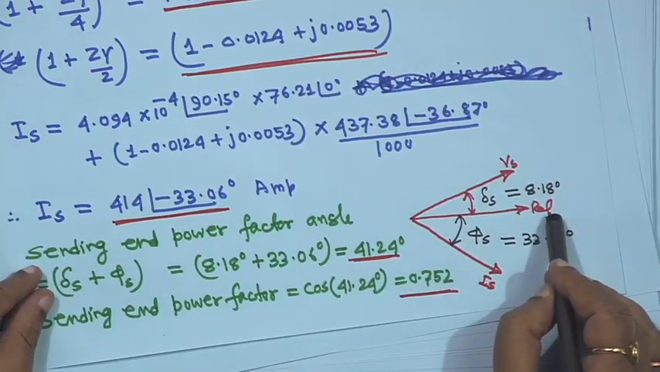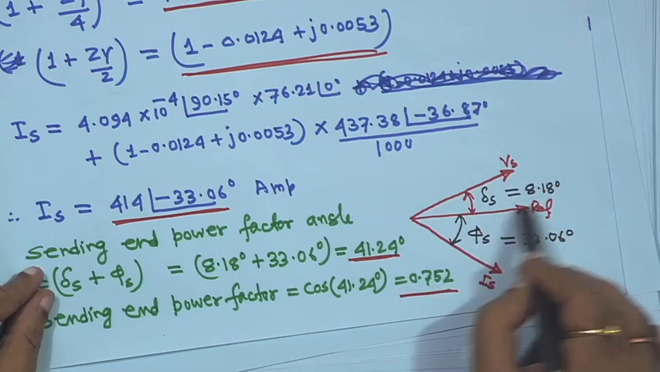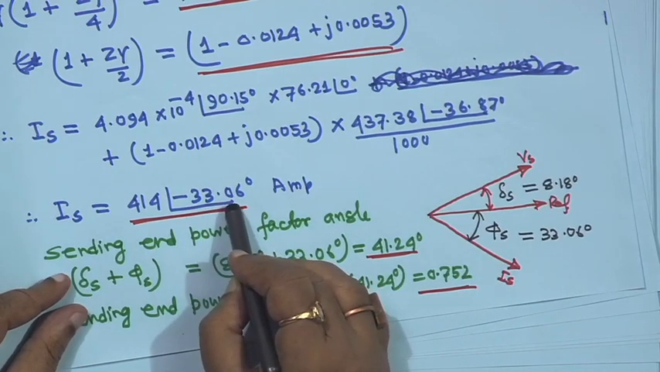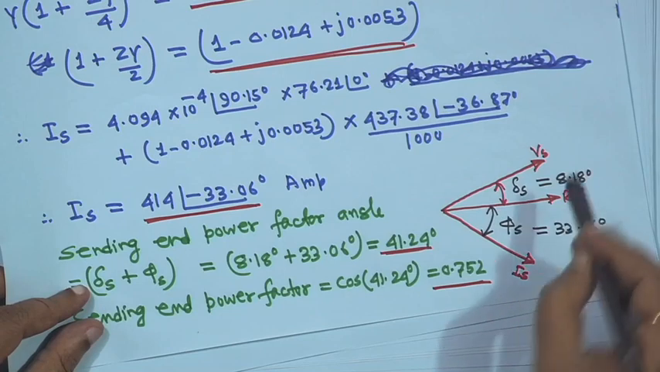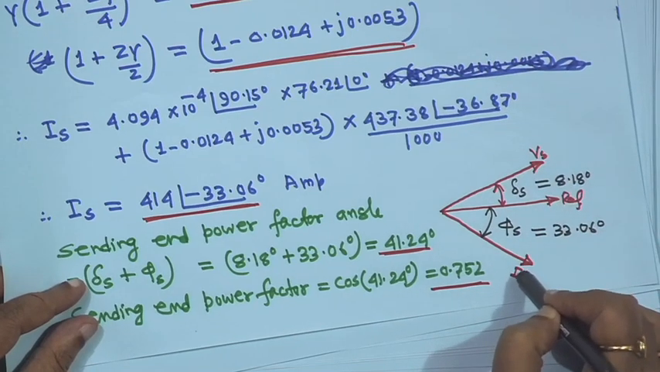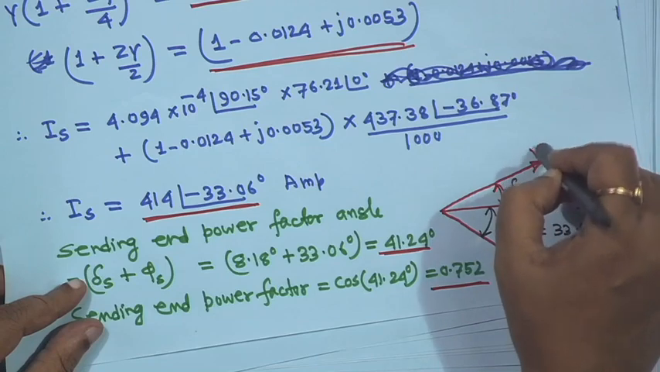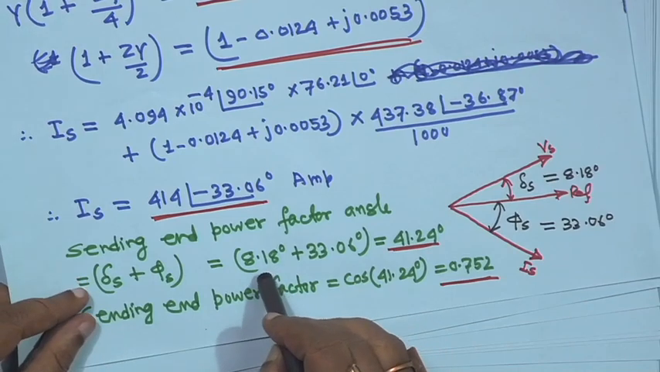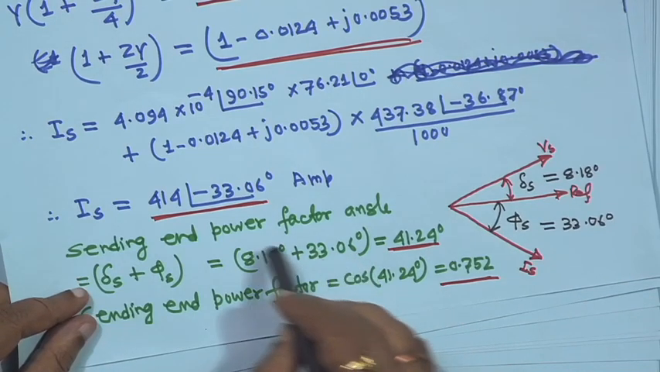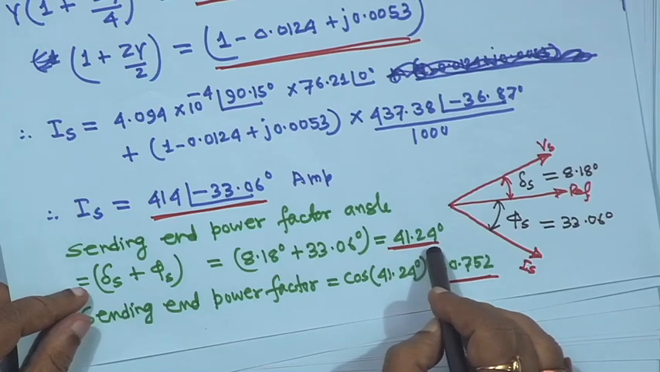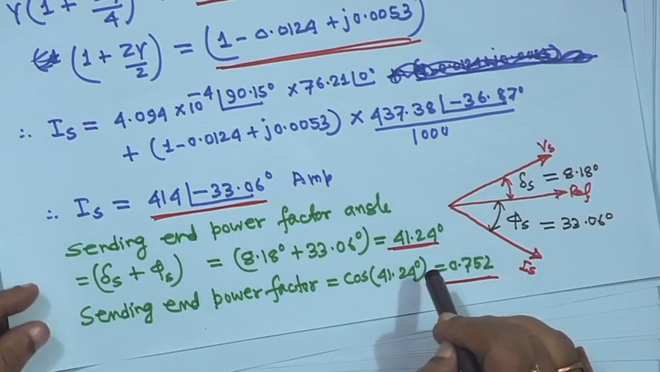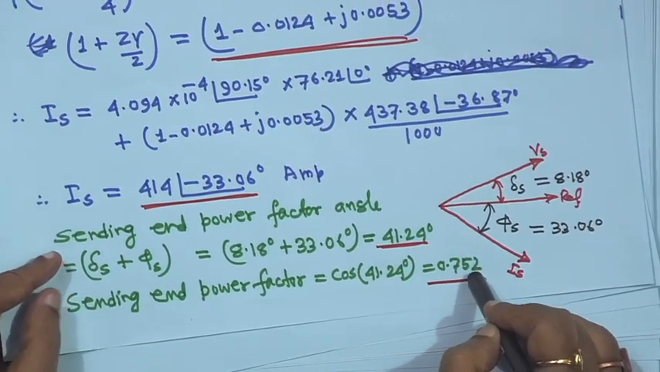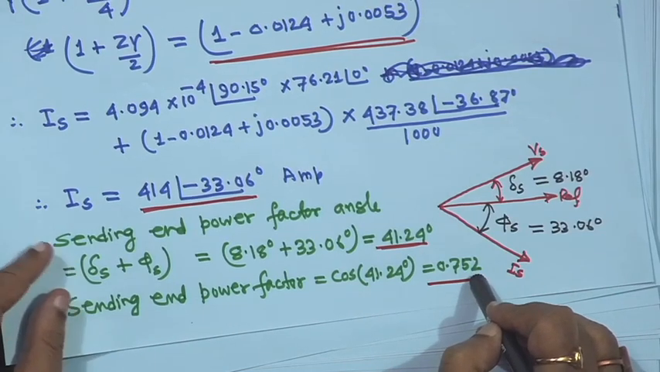Now, this is your reference line; the sending end voltage has an angle of 8.18 degree leading, and the current is at minus 33.06 degree. You have to find out the power factor at the sending end. The angle between sending end voltage and sending end current is 8.18 plus 33.06. So the sending end power factor angle is 41.24 degree. If you draw it like this, there will be no mistake. The sending end power factor is cosine of 41.24 degree, that is 0.752. Thank you.